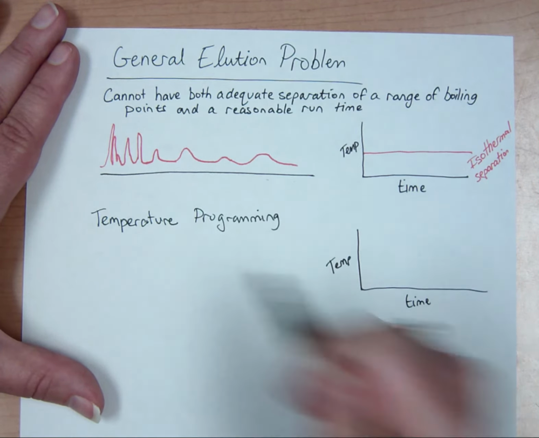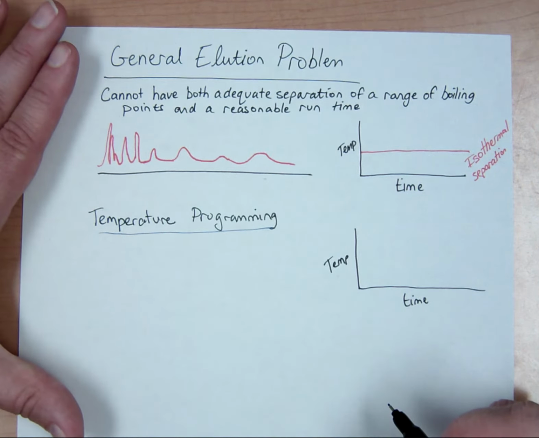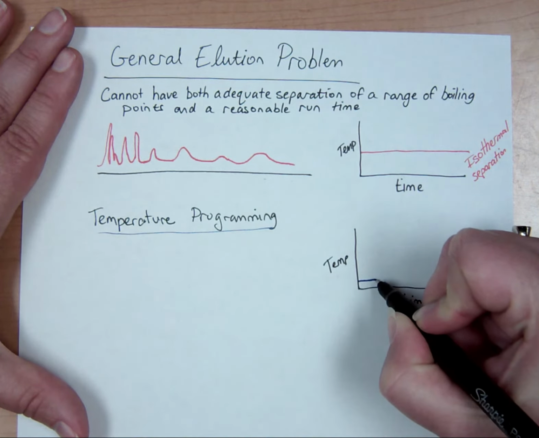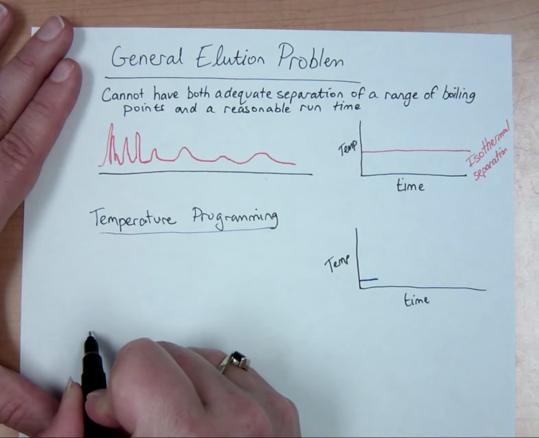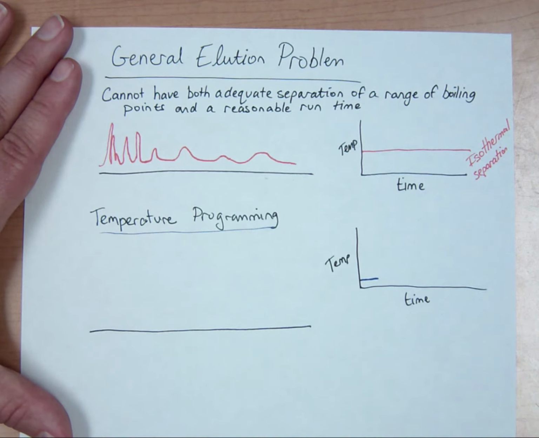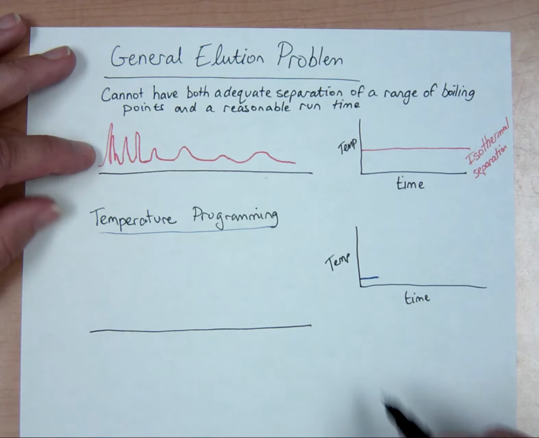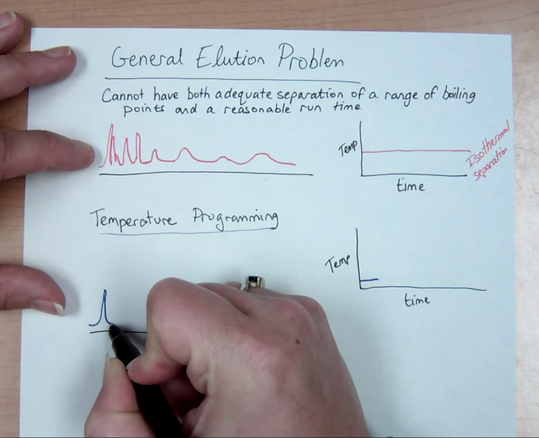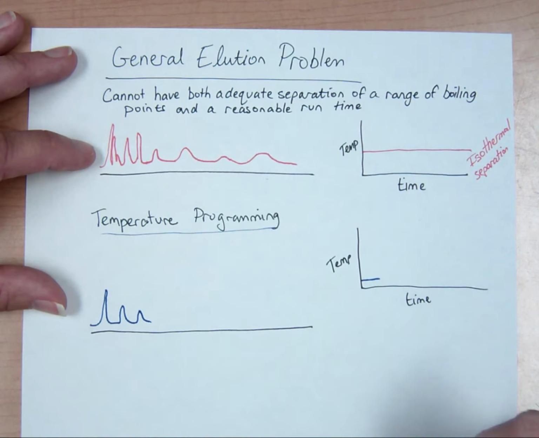Okay, so our temperature program basically says this. Let's start off with a very low temperature, lower than what we were using in the isothermal. What does this do to our separation? If we have a very low temperature, we're going to get much better separation between our low boiling point analytes. It's going to take them a little bit longer to come off, but we're going to maximize our ability to separate those early ones.